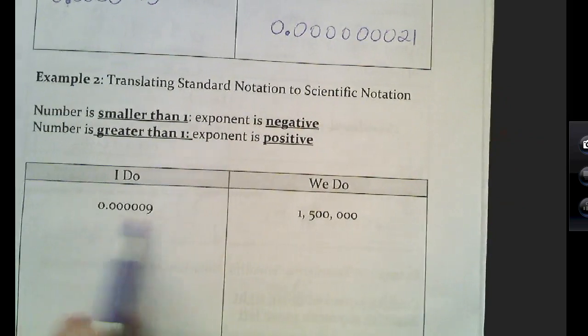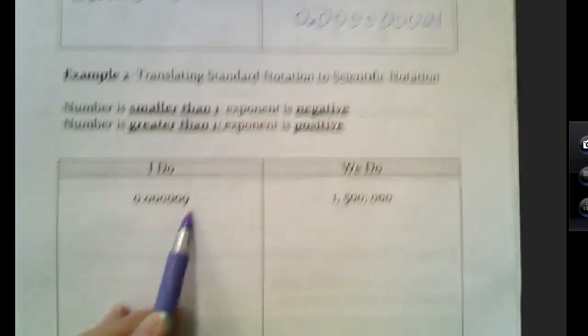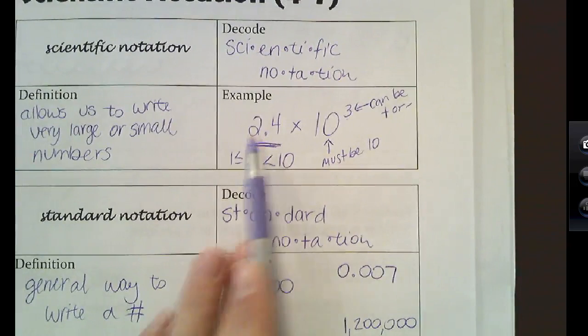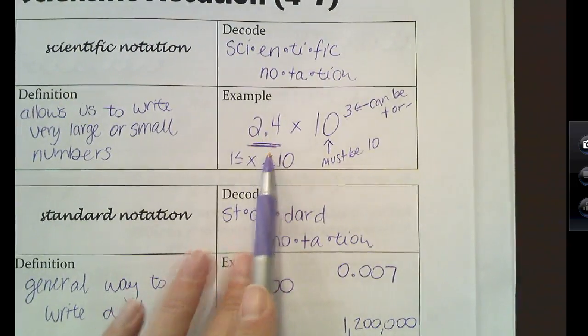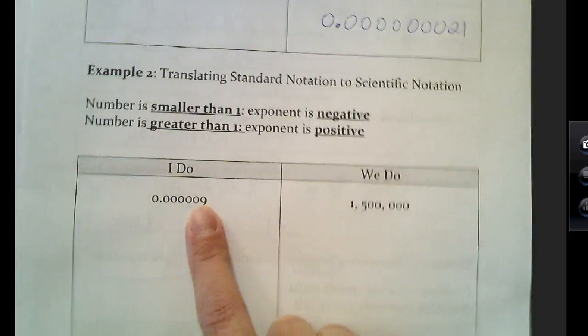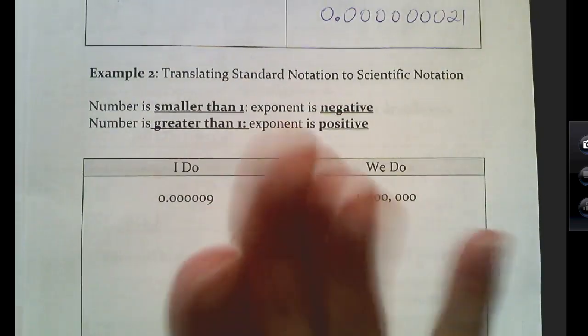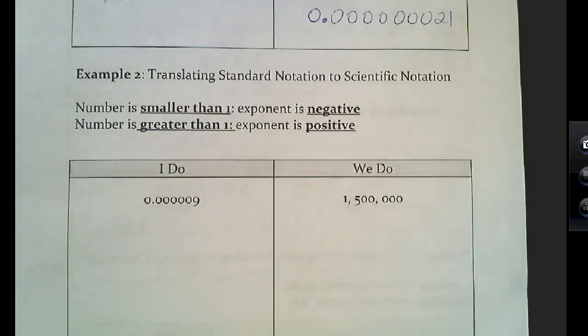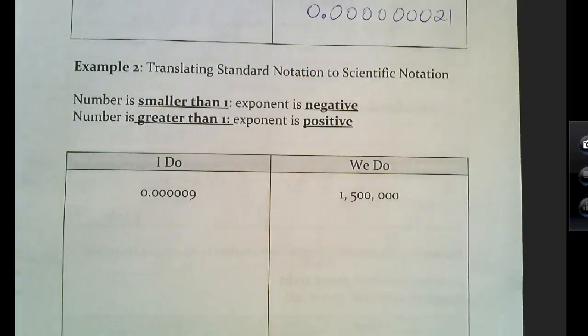So I want to take a look at this first number right here. That's a really small decimal that we have. If we want to write a number in scientific notation, our first factor has to be greater than or equal to 1, but less than 10. So I have to take this number right here, and I have to create a number between 1 and 10. Raise your hand if you ignore the decimal point, if you can see a number that's between 1 and 10 that we could create from this right here.